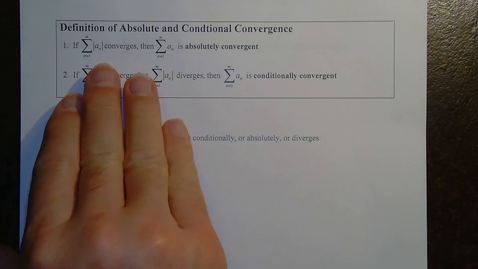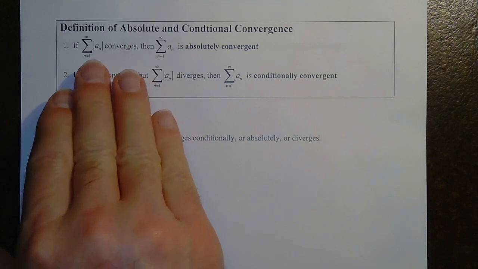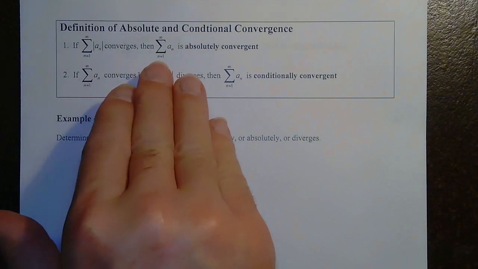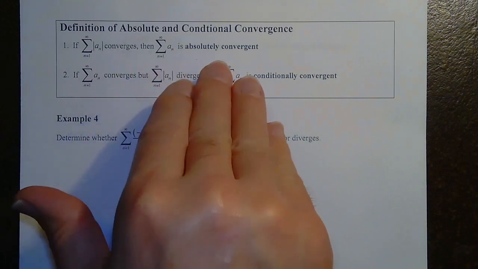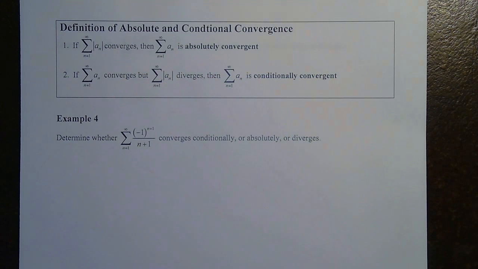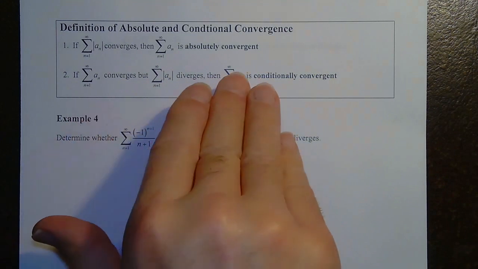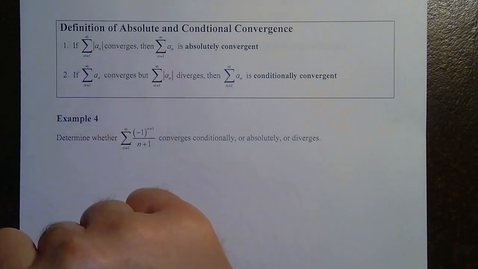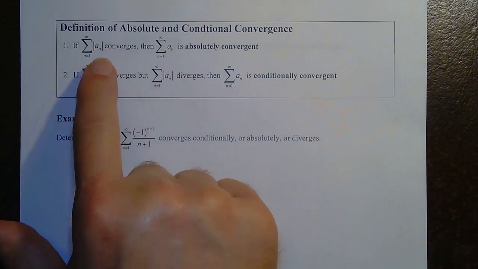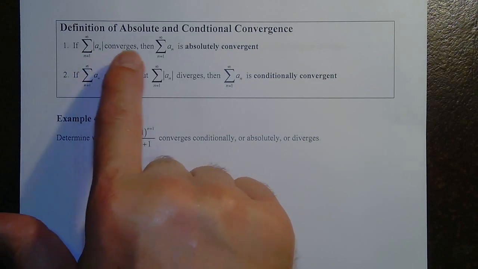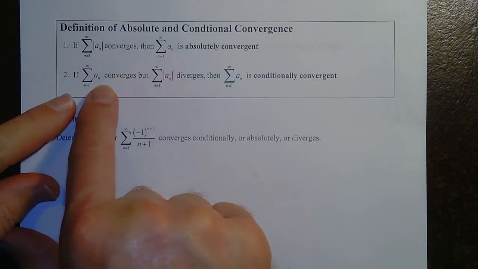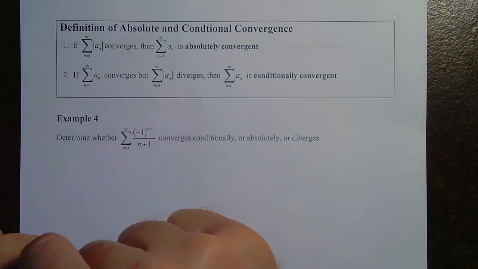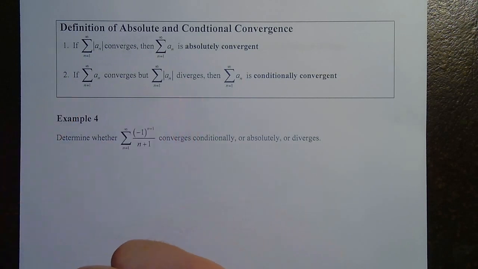Okay. So if the absolute value of a sub n converges, okay, then we know that the actual series must converge, or absolutely converges. Okay. All right, and we call it absolutely convergent. Okay, so if the absolute value one converges, the actual one will converge. Okay, now this one sometimes diverges, and then this one will converge. So if this one converges, but the absolute value one diverges, then we say that the series is conditionally convergent.